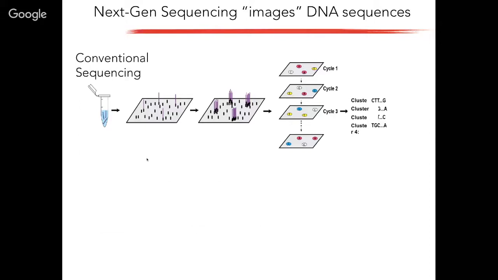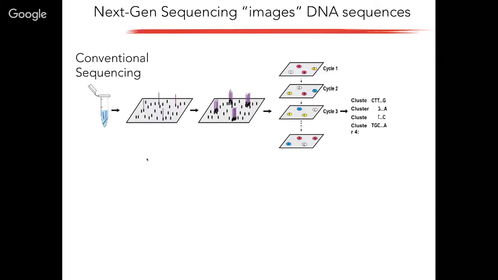On the left, you have a tube full of little bits of DNA that you want sequenced. You wash it onto a so-called flow cell. Those little black bars sticking up are sequences that grab onto the purple DNA that you want sequenced.